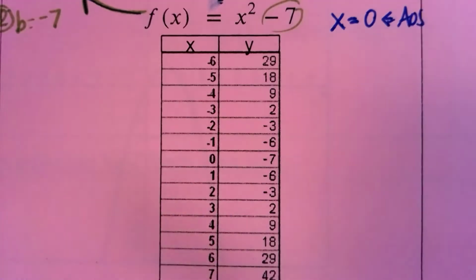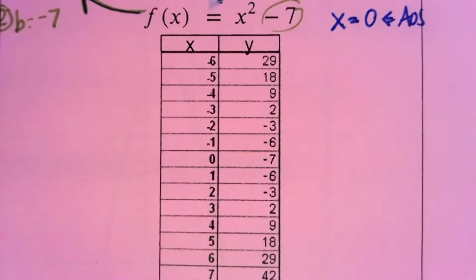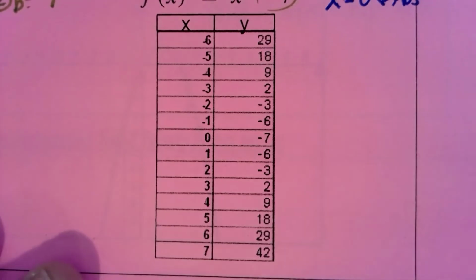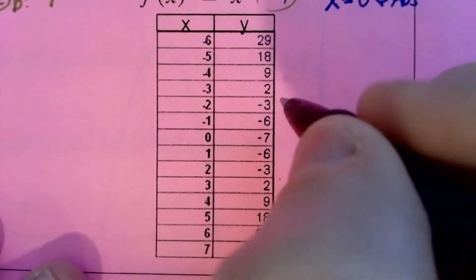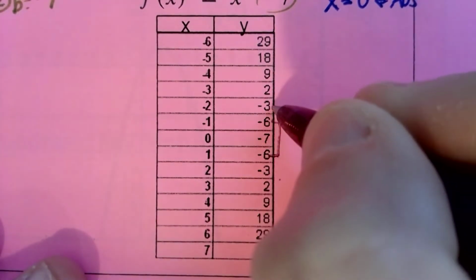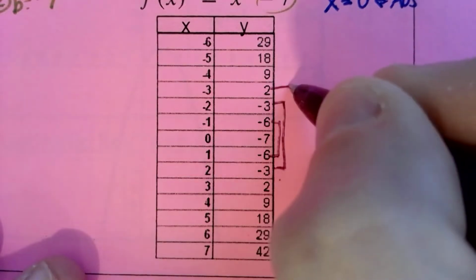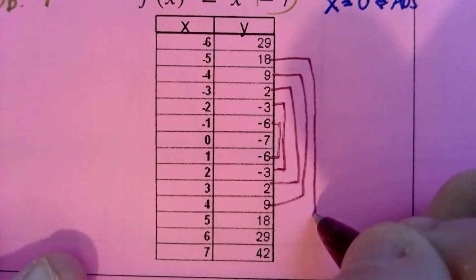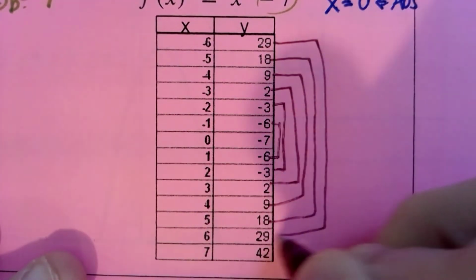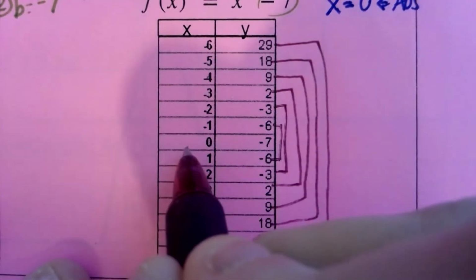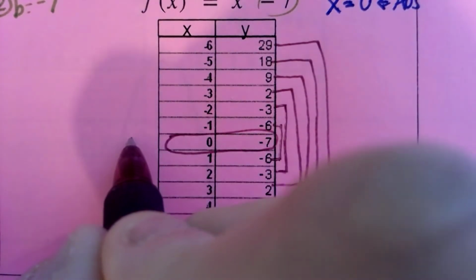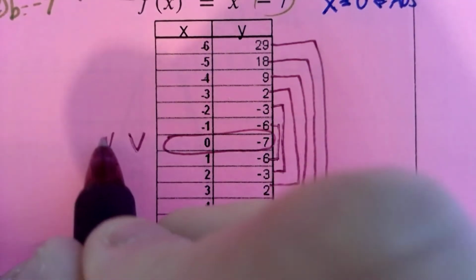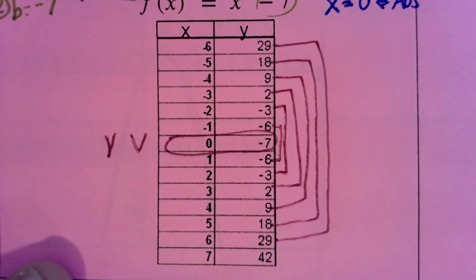Now let's look at the table. Remember, from the table, we're always going to be able to identify our vertex. What I actually do is I start by connecting y values together. You see how I can connect these y values together? These are my symmetrical pairs, right? Whatever's in the middle of my symmetrical pairs, that's my vertex. Since it starts with 0, it also happens to be my y-intercept. So I'm going to label it with a y and a v.